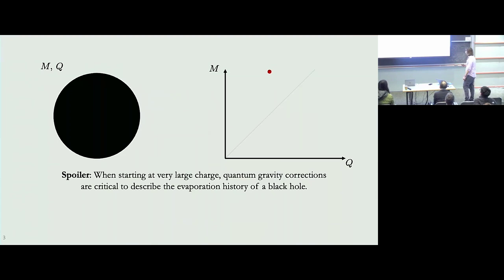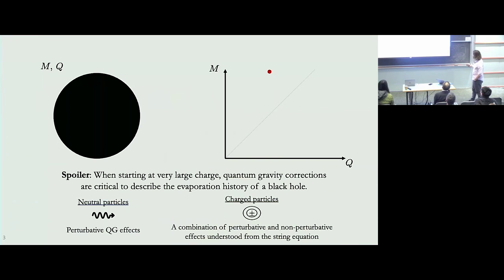So in order to describe the trajectory of this black hole, we'll have to understand both perturbative and some non-perturbative effects in gravity. So for neutral particles, it turns out that perturbative effects will be important. So this is, for instance, for photons or gravitons in our own universe. And for charged particles like electrons or positrons, it turns out that a combination of perturbative and non-perturbative effects need to be understood. And the way that we'll understand them is from the string equation in a minimal string model. So there's no stringy corrections for these black holes, but in order to understand the non-perturbative effects that are important for electrons, it turns out that we'll rely on some techniques from string theory.